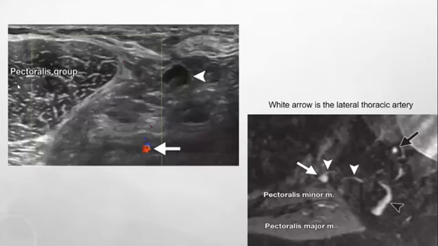This medial aspect, here is lateral. And this is the lymph node, this is the vessels. Here, this is the pectoralis minor. So this is not the lymph node. The lymph nodes are here. This is the thickest part of the pectoralis. And this is the shoulder.